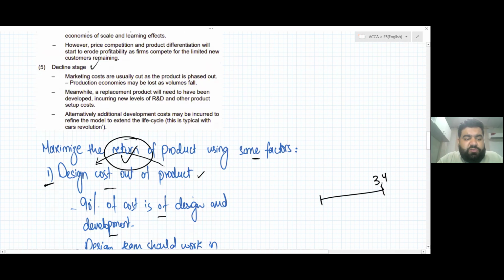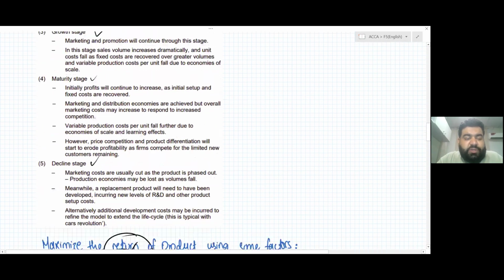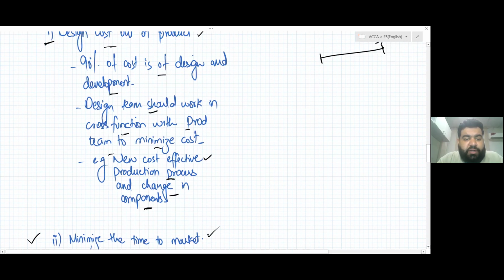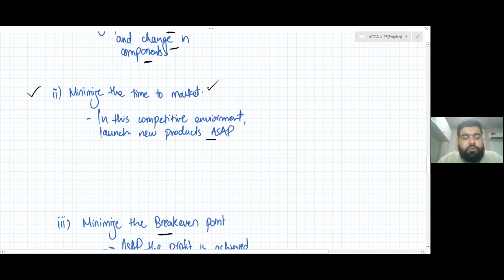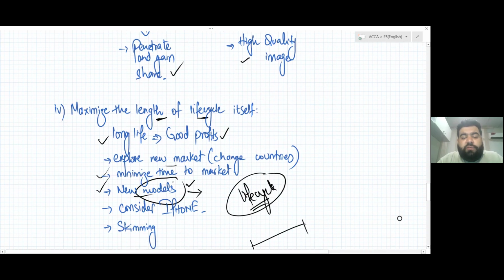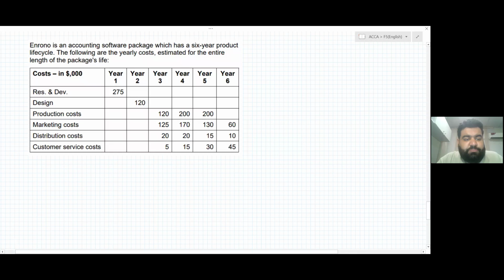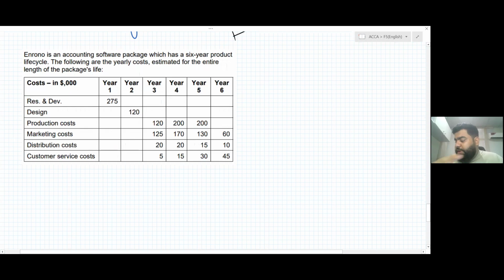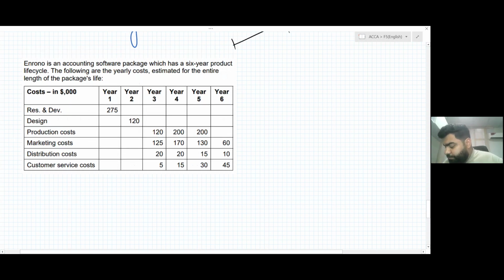Then we studied the stages, which I told you to read, and after that we understood some concepts related to the maximization of the return of a product, and the factors were like design cost out of the product, minimize the time to market, minimize the break-even point, and maximize the length of the life cycle itself. Now there is a question here. We'll do this question first, and then we'll do some theoretical points, and our chapter will be completed. Okay, so let's start the question.